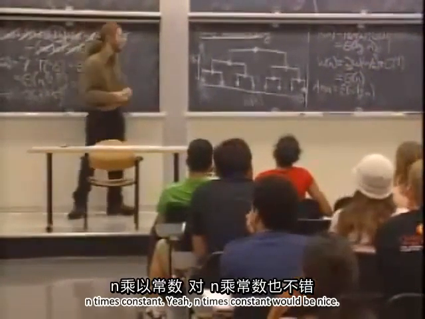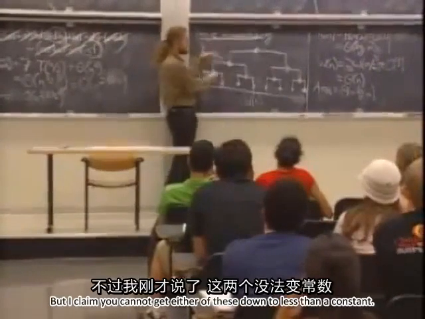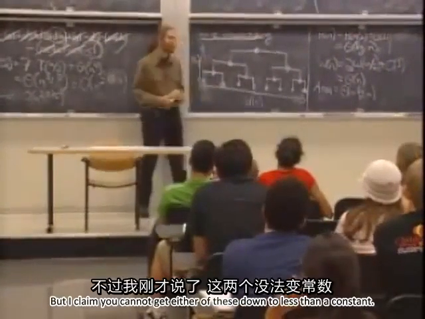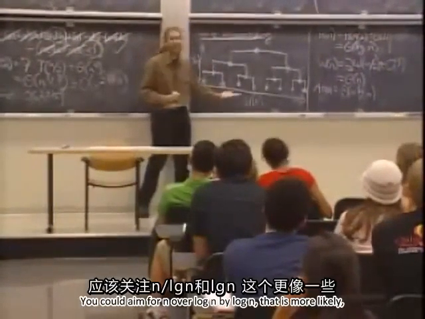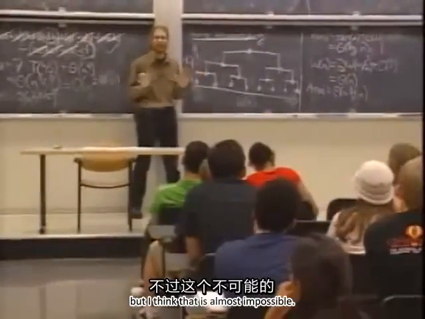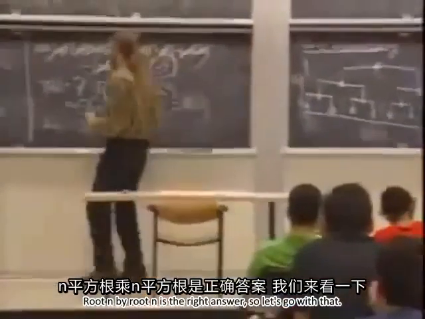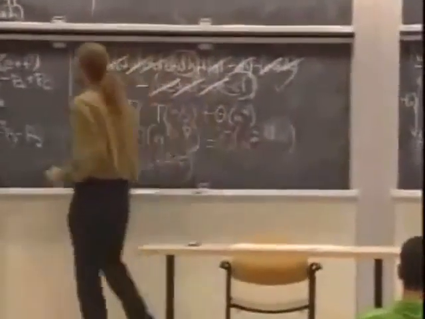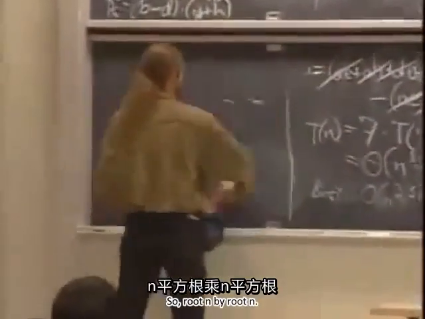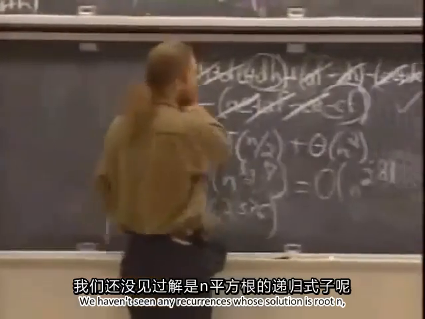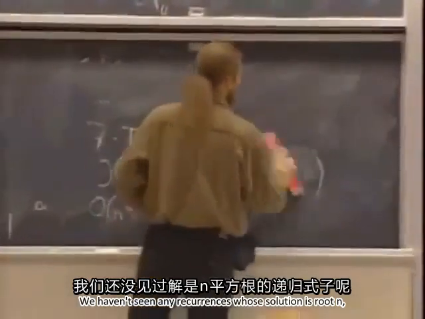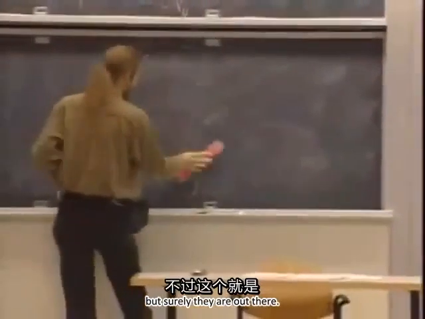N times constant. Yeah, n times constant would be nice, but I claim you can't get either of these down to less than a constant. You could aim for n over log n by log n. That's more likely, but I think that's also impossible. Okay, but root n by root n is the right answer, so let's go with that. So root n by root n. We haven't seen any recurrences whose solution is root n, but surely they are out there.